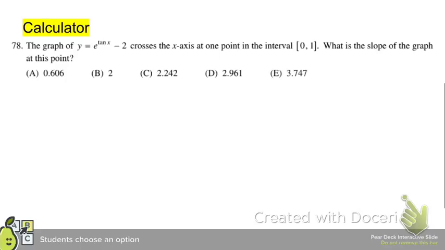So it says the graph of y equals e to the power of tangent of x minus 2 crosses the x-axis at one point in the interval from 0 to 1. It says, what is the slope of the graph at this point? So we're going to go ahead and graph it in our graphing calculators. So give me a second to enter it as y1.